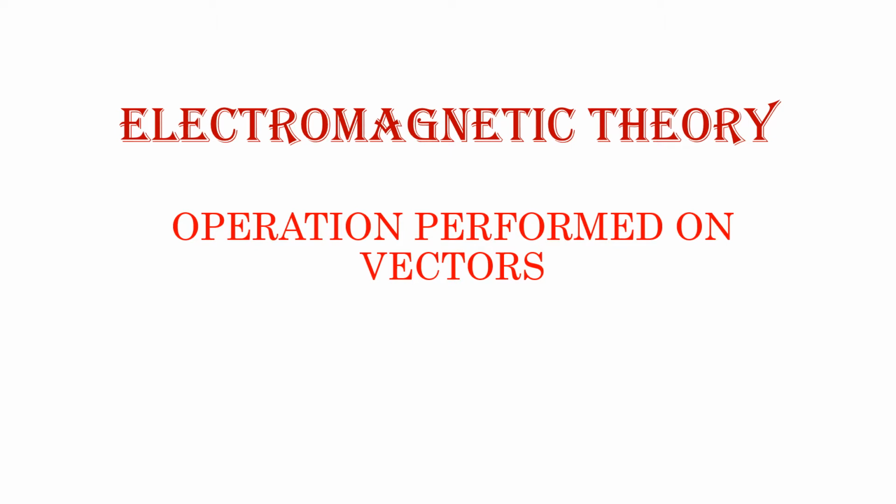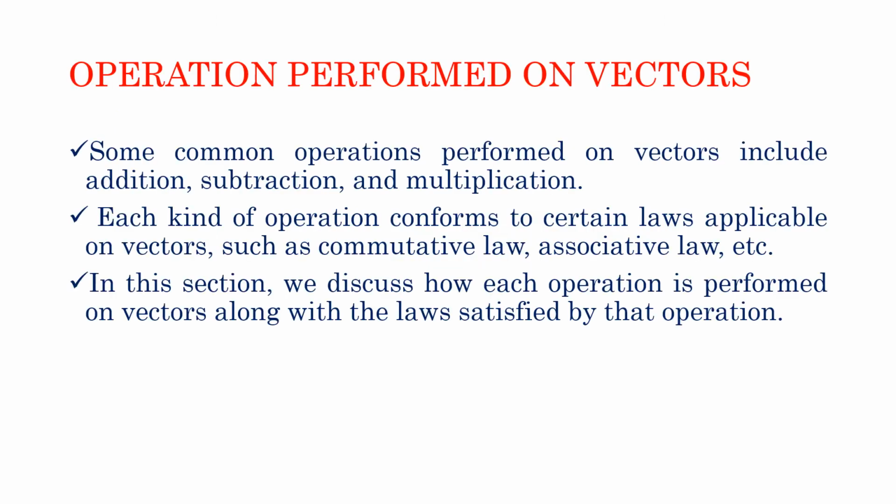This topic is coming under electromagnetic field theory. Operations performed on vectors. Some common operations performed on vectors are addition, subtraction and multiplication. Each kind of operation conforms to certain laws applicable on vectors such as commutative law, associative law, and distributive law. In this section, we discuss how each operation is performed on vectors along with the laws satisfied by that operation.